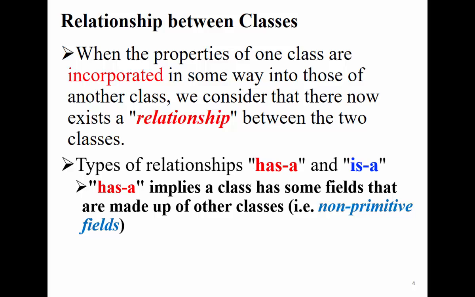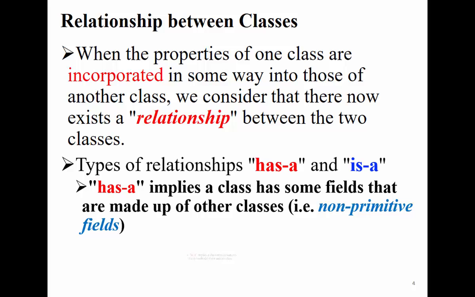And there are two types of relation between the classes in Java: has-a or is-a. When we say a has-a relation, it implies the class has some fields that are made up of other classes. So if two classes have a has-a relation, that means one class has some fields or some attributes that are actually made from another class. When you define your class and you use ArrayList, really you are using another class inside your class. So you have a has-a relation.